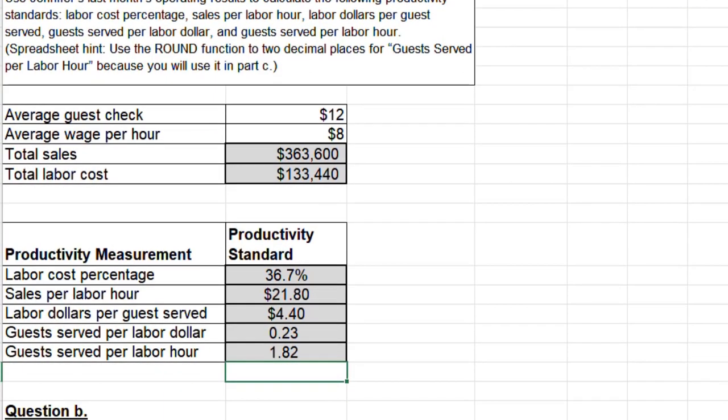All right, so all of these numbers, depending on where you work, you're probably going to see labor cost a lot. You're probably going to see your sales per labor hour quite a bit, depending on whether you are a for-profit organization or a commissary or somewhere that really is there for production. You might look at other labor standards, but for most of you, you're going to see the labor cost percentage and sales per hour more frequently and use those terms. But you do want to understand how to get the labor dollars per guest served, guests served per labor dollar, and guests served per labor hour.